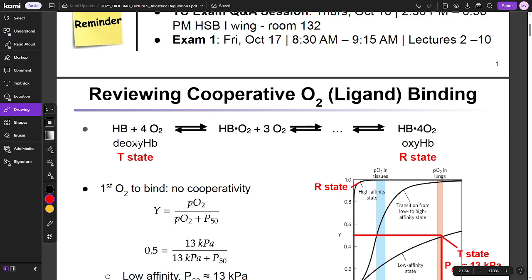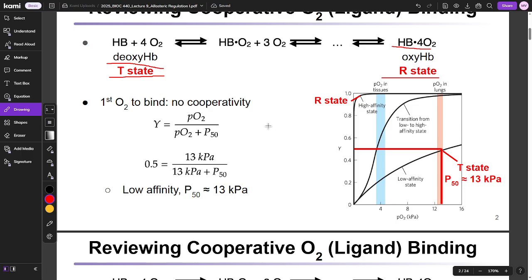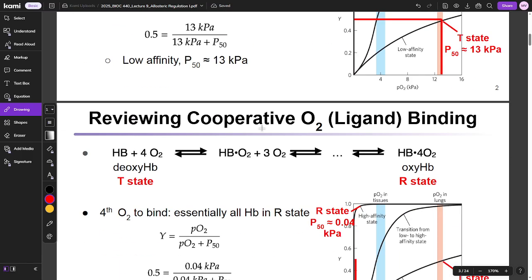So we've got the deoxy form of hemoglobin, which is the T state, and we've got the oxygen form of hemoglobin, which is the R state. So basically, when there's oxygen bound, it's in the R state. When it's not bound, it's in the T state. So that's what you basically get from here. This is basically a review of the last lecture that I went over.